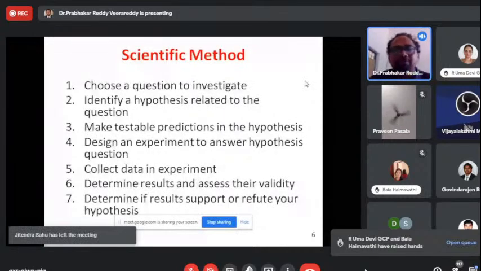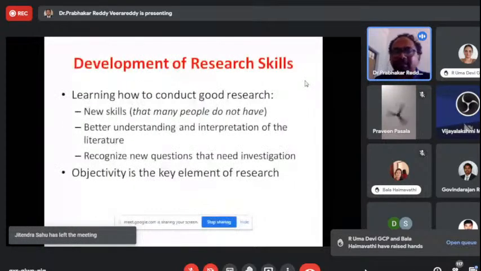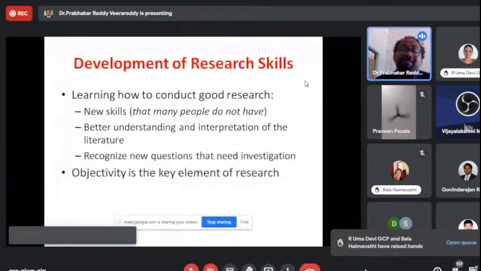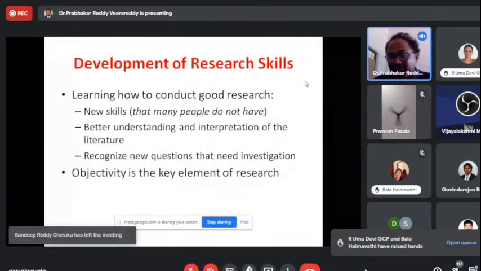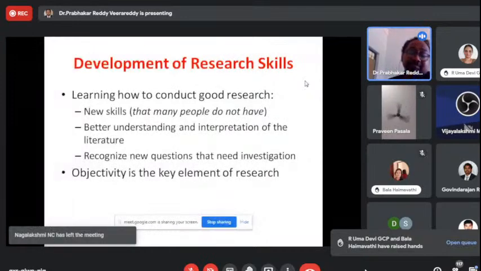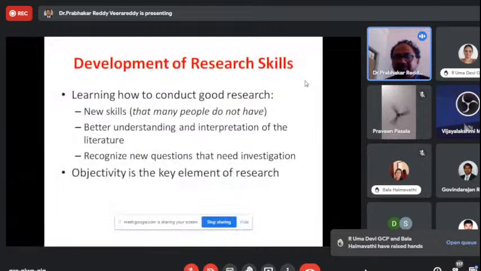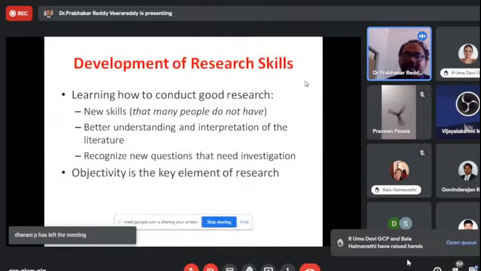So how do you develop your research skills? Number one, learning how to conduct good research, new skills, better understanding, very, very important. To always understand the concept. You should know interpretation of the literature. Recognize new questions that need investigation, and objectivity is the key element of research. Don't go for so many objectives. Go for one objective, then according to that, you can plan.